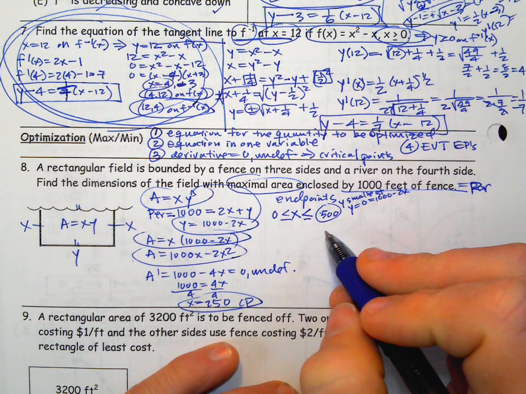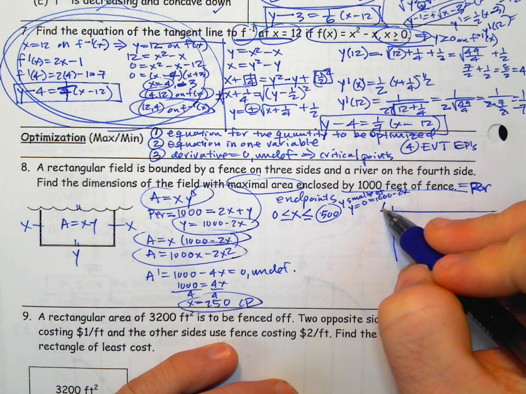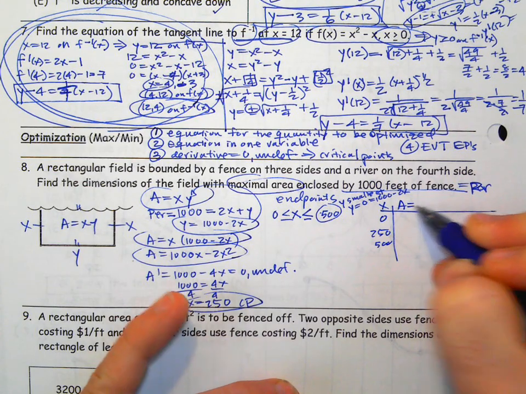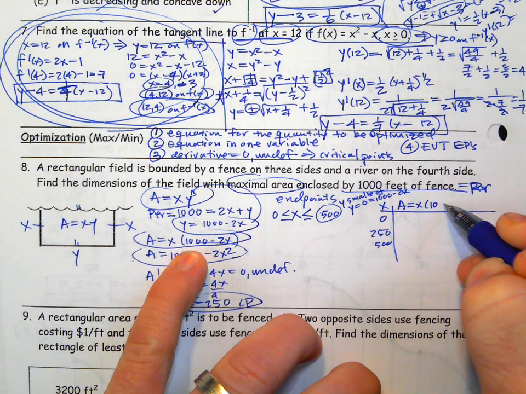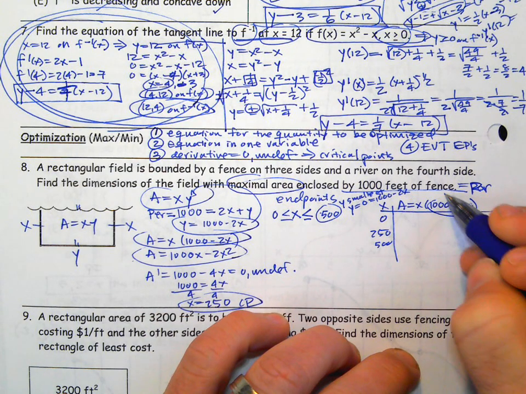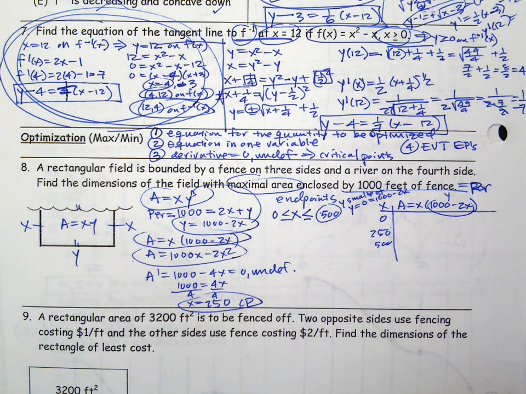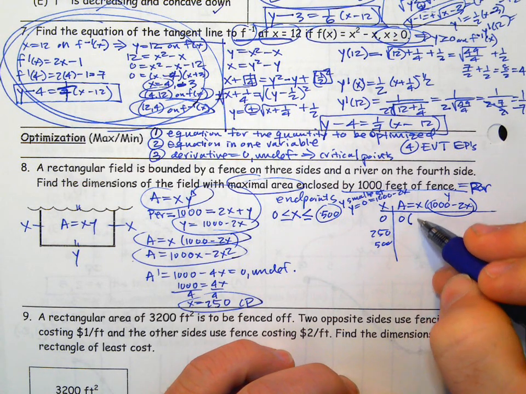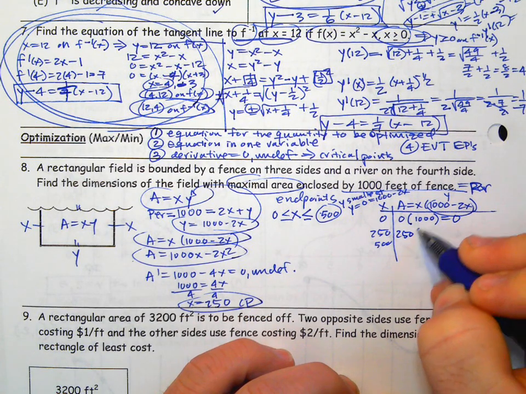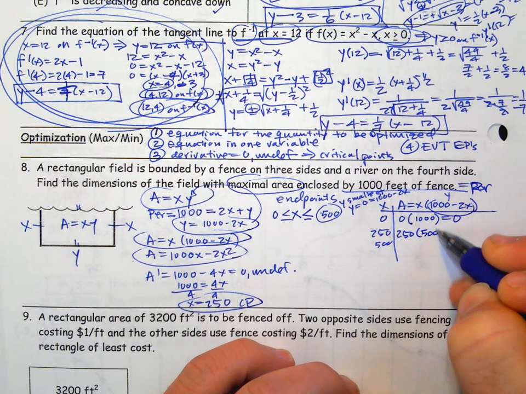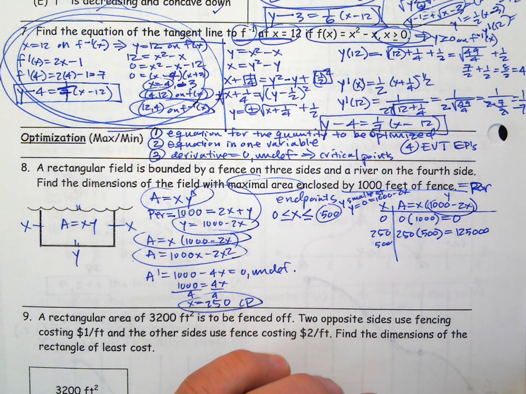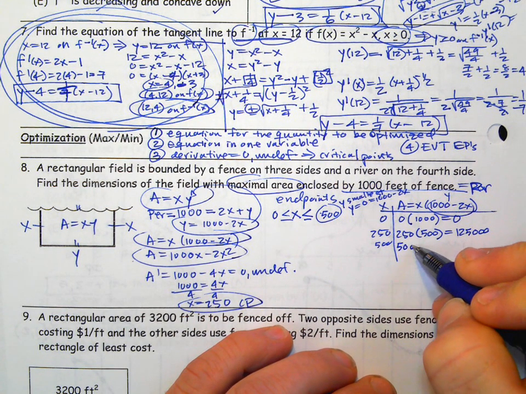So we're going to make a table: 0, 250, 500. We're going to plug them into our area formula. Now, this is where I like the factored version because I feel like it makes it easier to do the work in my head. And it also shows me that this right here is the y. So it'll show me what the y values are in my work. So this is going to be 0 times 1,000, which is 0. Then we're going to get 250 times (1,000 minus 500), which is 500. And that's going to be 125 with 3 zeros after it. And then for 500, that's going to be 500 times 0, which is 0.